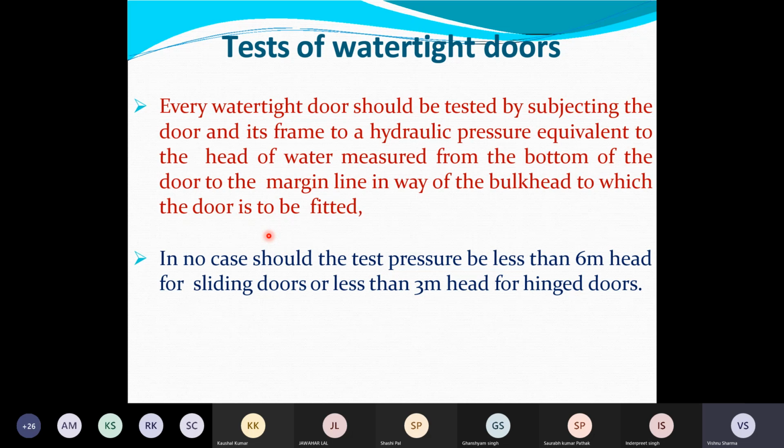In no case should the test pressure be less than 6 meter head for sliding doors and no less than 3 meters for hinged doors. The pressure, the minimum head, if that is becoming less by the above requirement, then in any case the minimum head has to be 6 meters of water and 3 meters of water for sliding and hinged doors respectively.